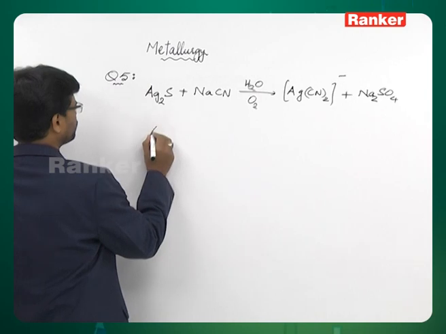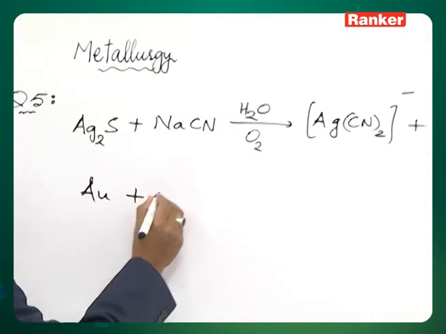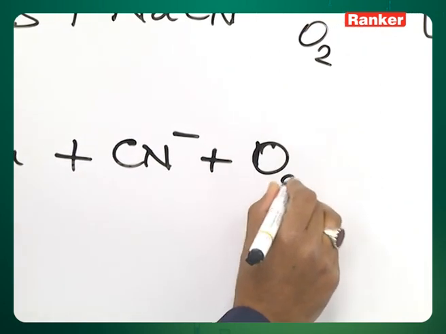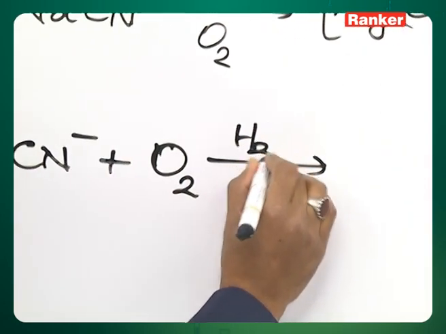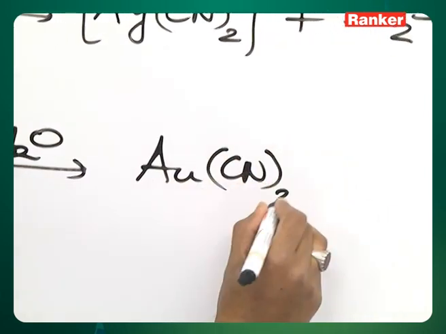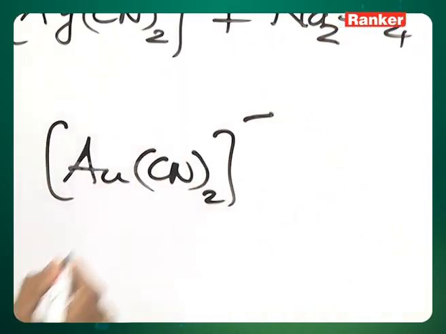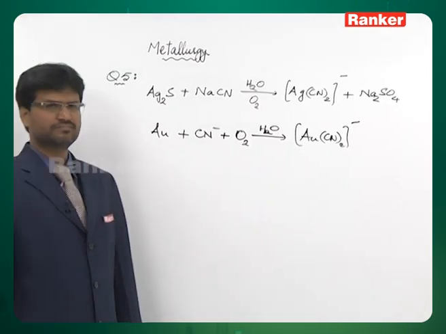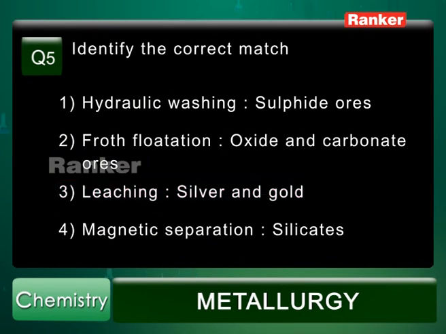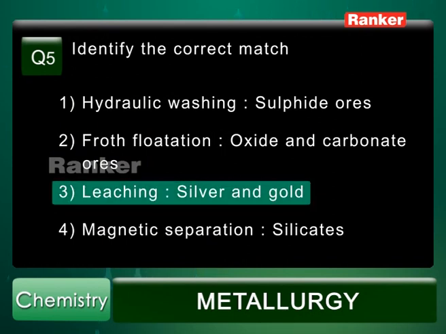And for gold, Au plus CN minus plus oxygen of air, of course water also should be present, and then you get Au(CN)2 minus. So this is how leaching is done for these two extractions, extraction of silver and gold. So the correct match is third option, leaching is done for silver and gold.